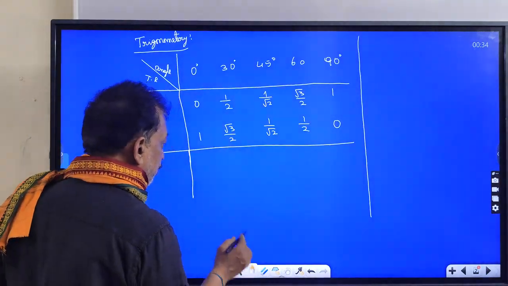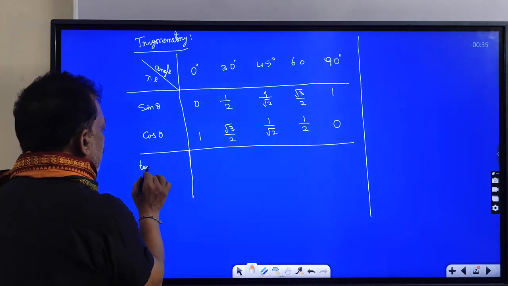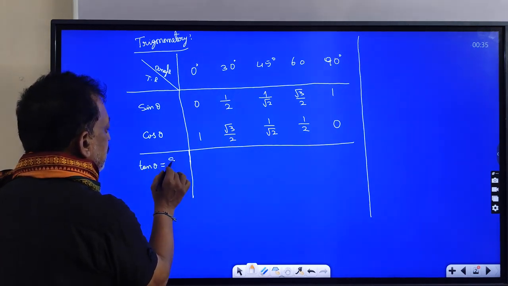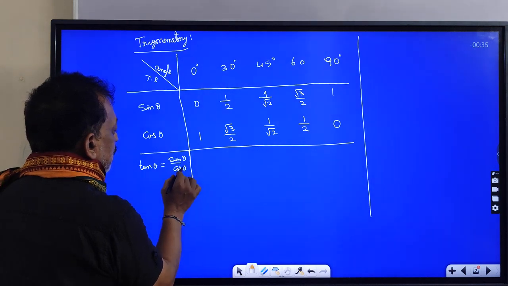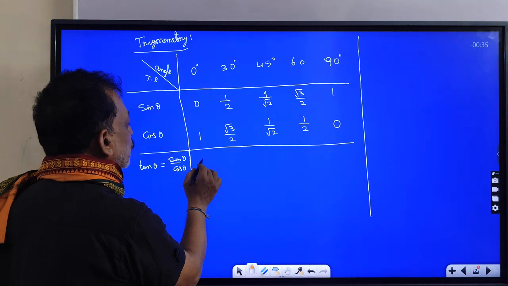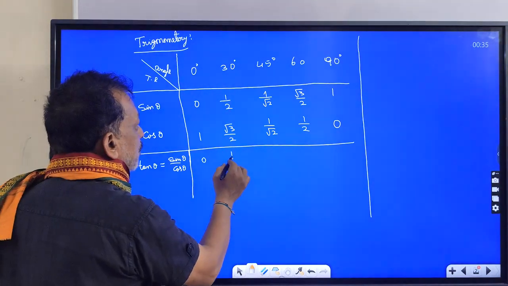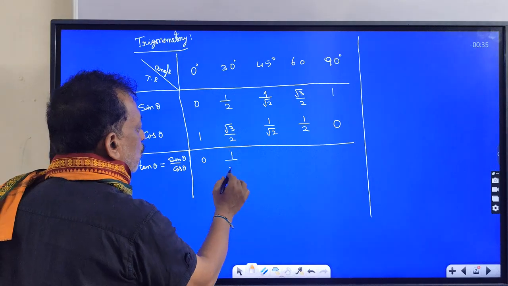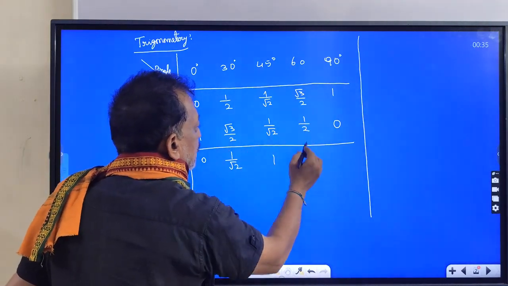Now, you want to find tan. Tan theta is nothing but sin theta by cos theta. You have to see that it is 0 by 1, and 0 by anything is 0. Then 1 by root 2 over 1 by root 2, simplify yourself, and cancel: that is 1. Then the 2 cancels, and that is root 3.